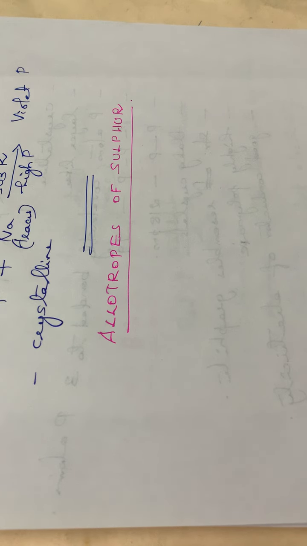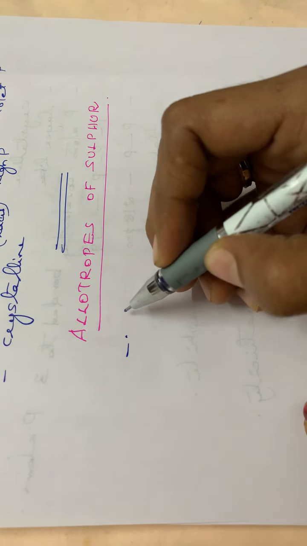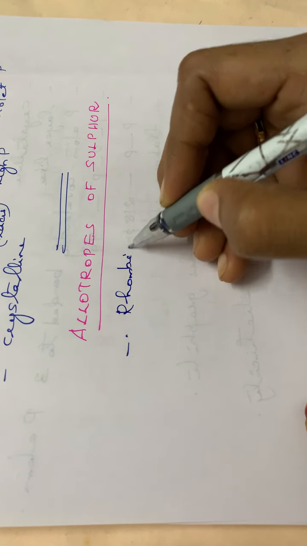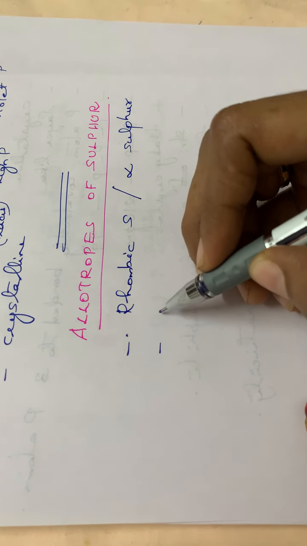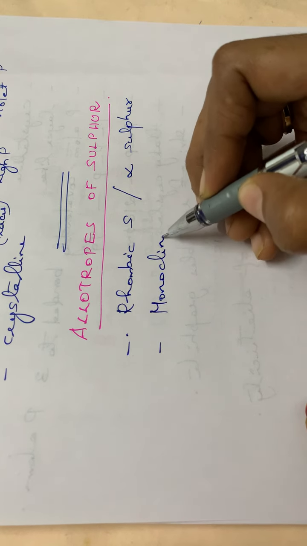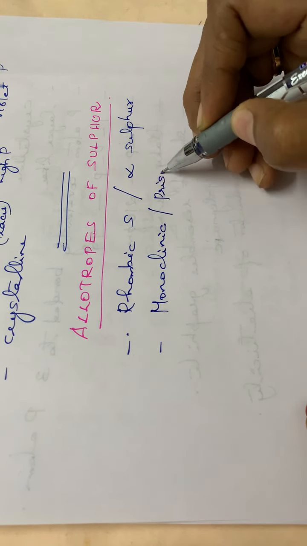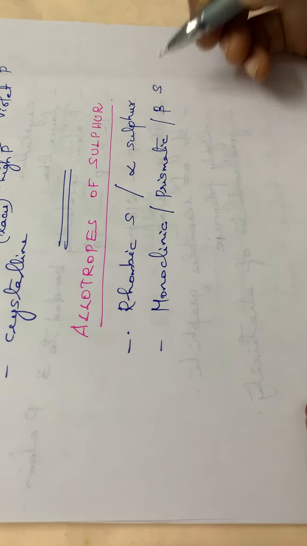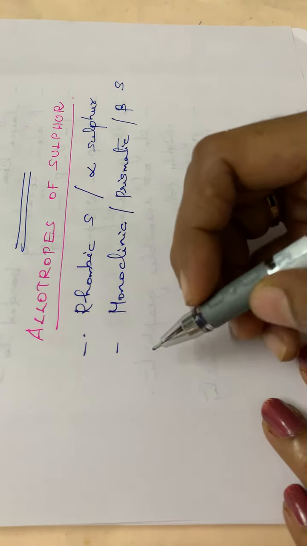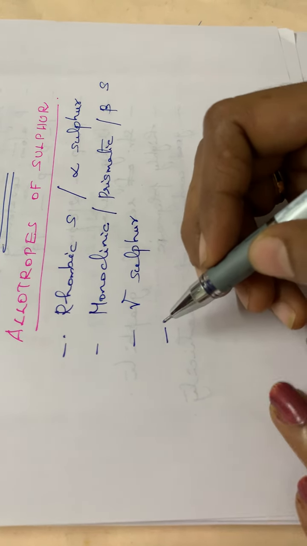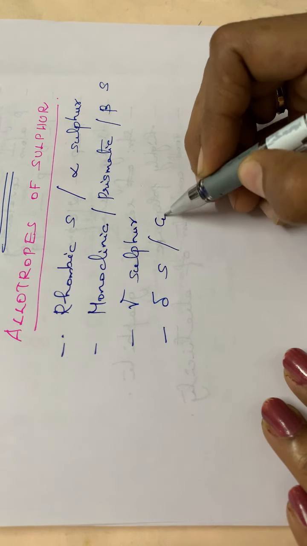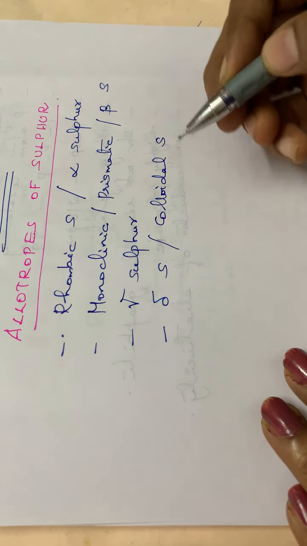In the case of sulfur, you might have heard of rhombic sulfur, monoclinic sulfur, etc. So many allotropes are there for sulfur also. The first main one is the rhombic sulfur or alpha sulfur. Then the second one is the monoclinic or prismatic or beta sulfur. Then the third one is the gamma sulfur. Then the fourth one is the delta sulfur or colloidal sulfur.